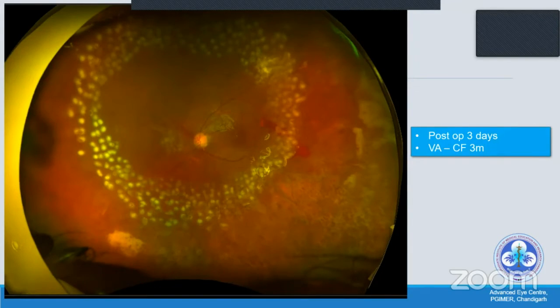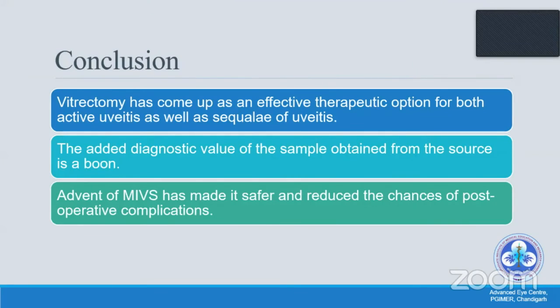So these were just some of the examples that I wanted to show. So in conclusion, vitrectomy has come up as an effective therapeutic option for both active uveitis as well as the sequelae of uveitis. The added diagnostic value of the sample obtained from the source is a boon, and advent of microincision vitreous surgery has made it safer and reduced the chances of post-operative complications.